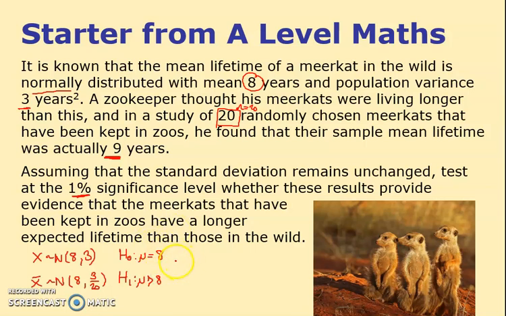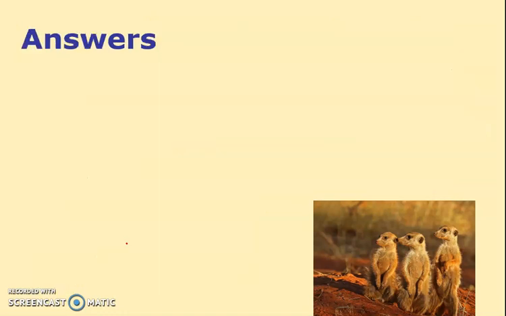And all you would say here is where mu is the population mean age for the meerkats. And the big question is, I suppose, are our meerkats living in the zoo from the same population as the original wild ones, or are they somehow different because they live in the zoo? So if we just go on and have a look at that then.